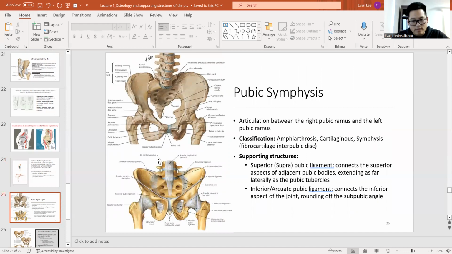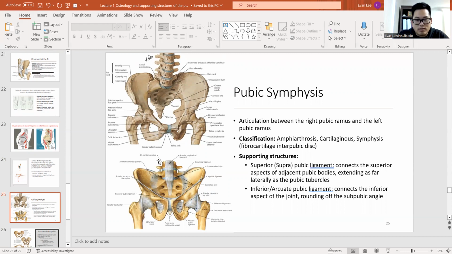Now getting to the end of the pelvis, at least, you have the pubic symphysis. This is a joint that connects the two pubic bones, and it is not very mobile. This joint is actually a different kind of joint from synovial. This is a cartilaginous joint, a symphysis joint.